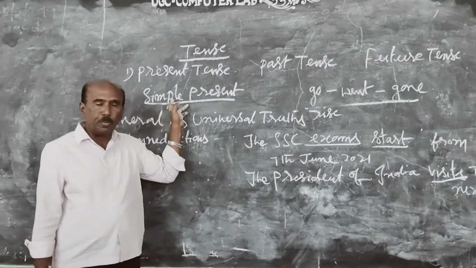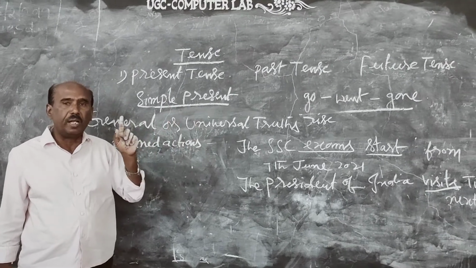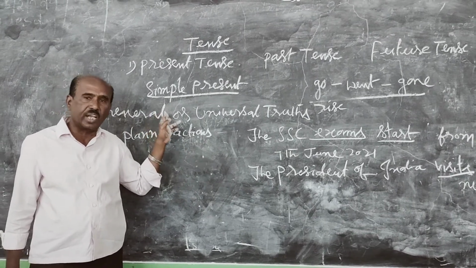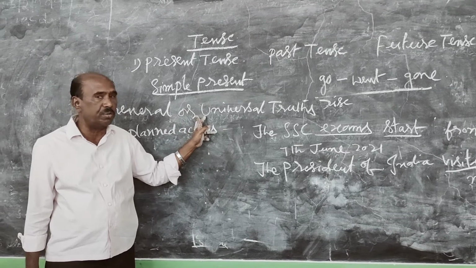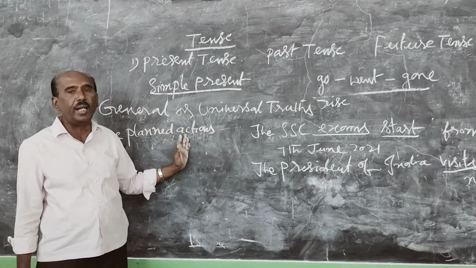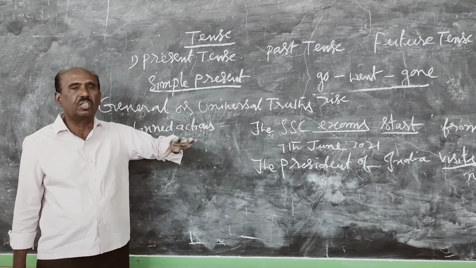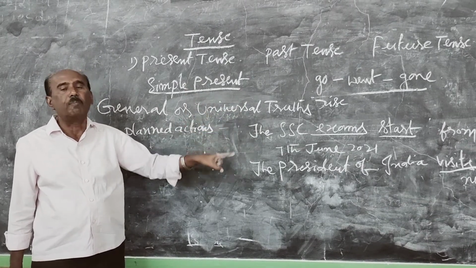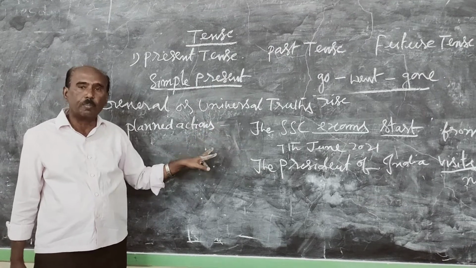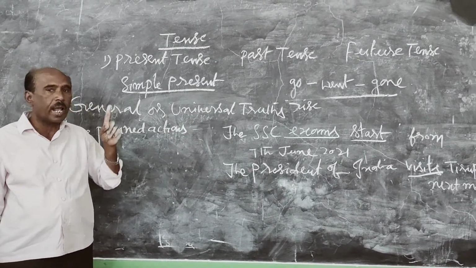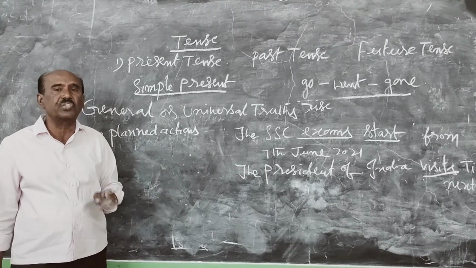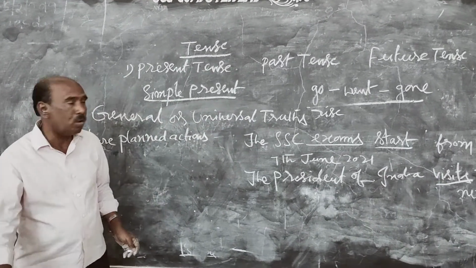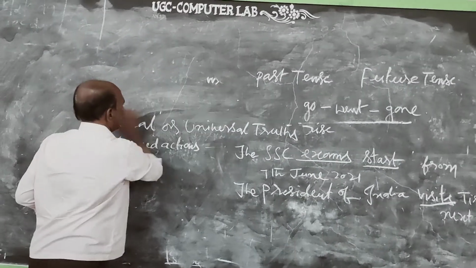Remember, simple present tense is used mainly in three conditions. Number one is habits, the second is general or universal truths, and the third is future planned actions. For all these three things, the verb should always be in present form, that means in present tense. If the subject is third person singular, we have to add s or es to the present verb according to spelling. Understand? Now we see the sentence structure.